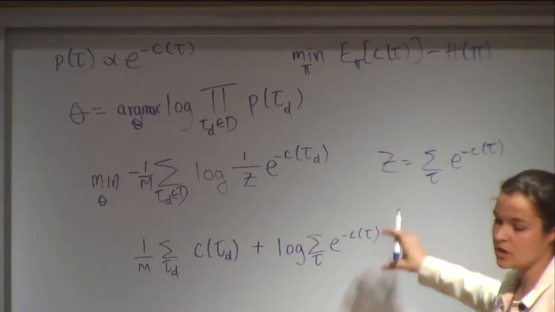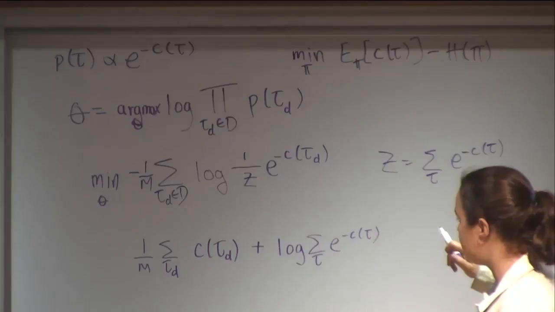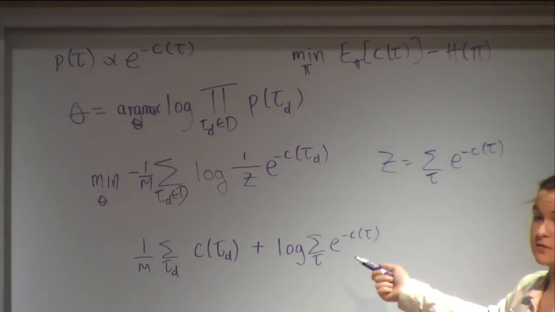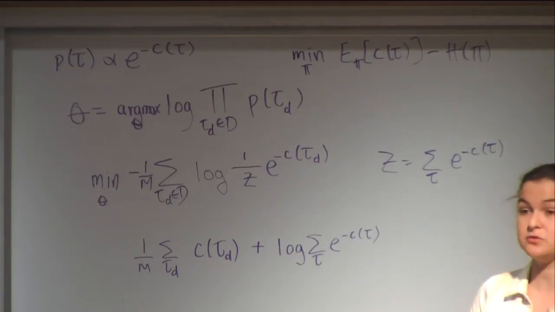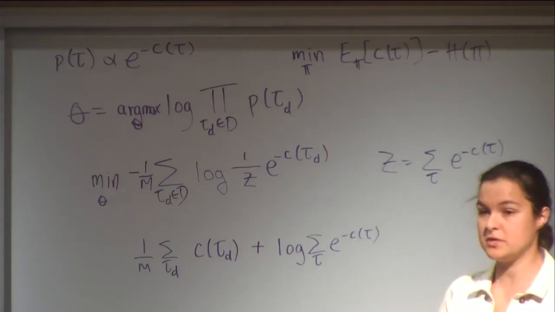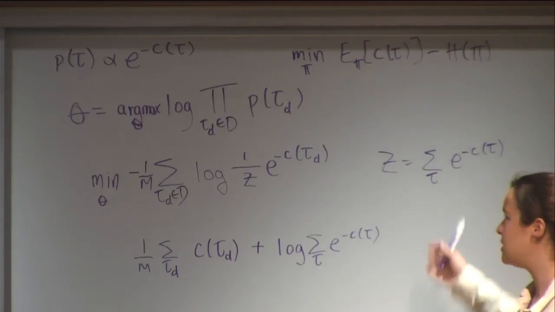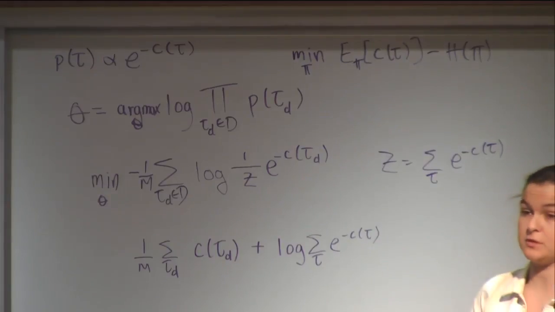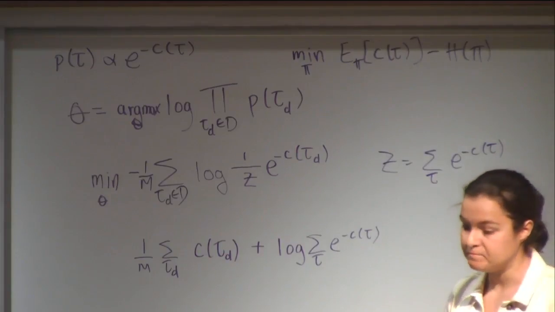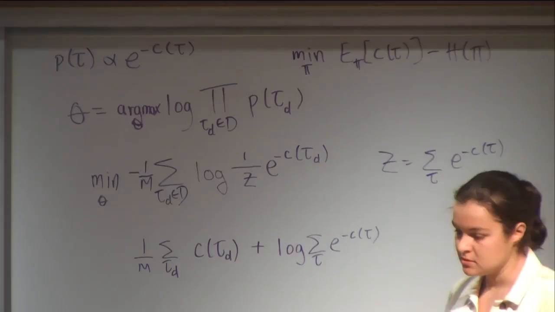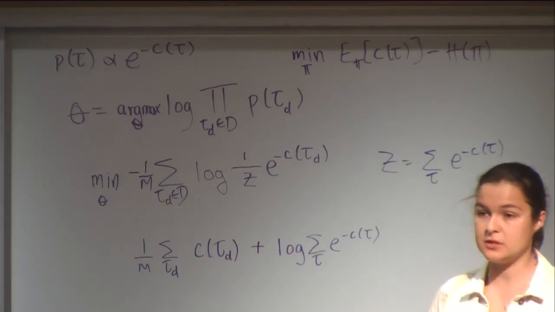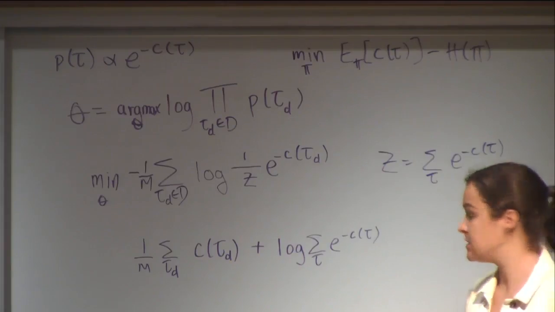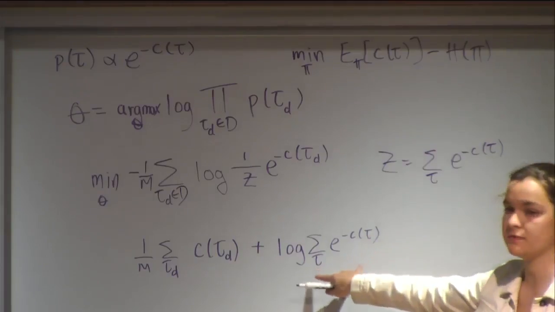For a linear cost function, it turns out that this is actually a convex function, which means that there's a single solution, so there's no ambiguity in the solution for theta. Oh, and this is for a linear cost function and for a deterministic MDP. This is convex. And so we can solve the optimization with gradient descent, assuming that we can evaluate this.